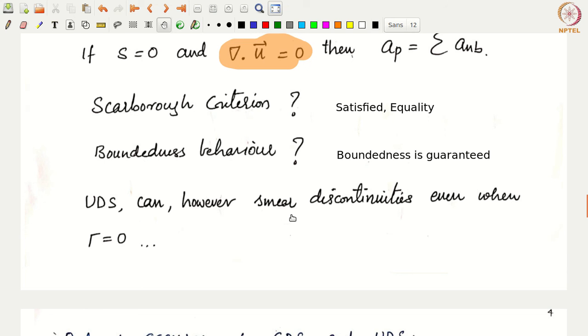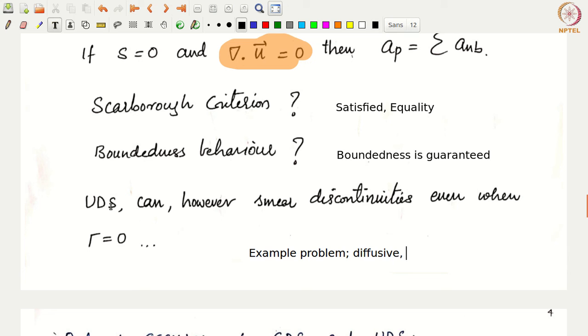So if there is a discontinuity in the problem and there is no diffusion given, let's say gamma equal to 0, and there is a discontinuity in the solution of phi, then it can actually smear the discontinuities. So it turns out to be very diffusive. We will explore this behavior with an example problem a little later. Because of this, UDS can be used as an initial solution, but it is quite diffusive.